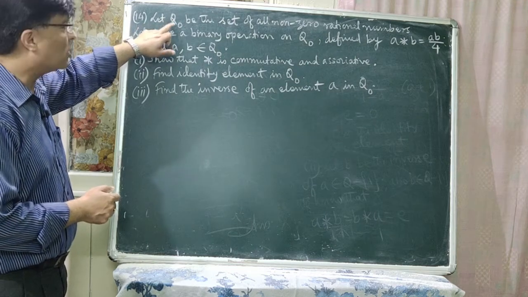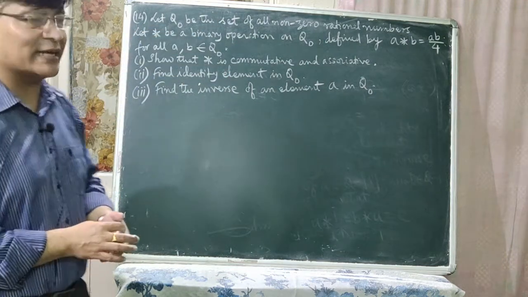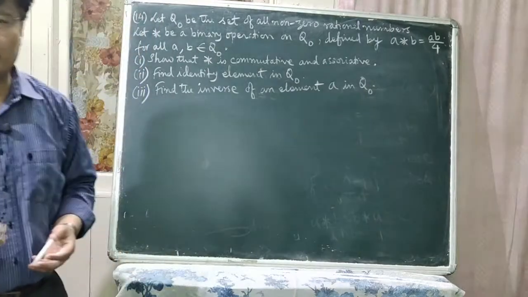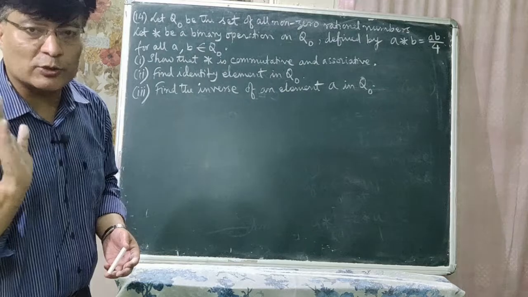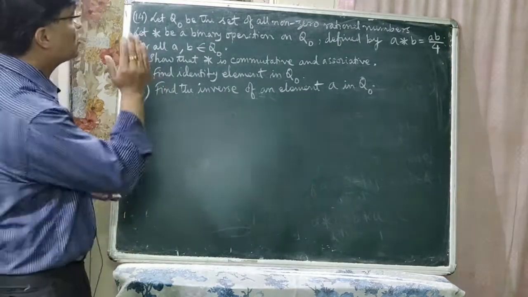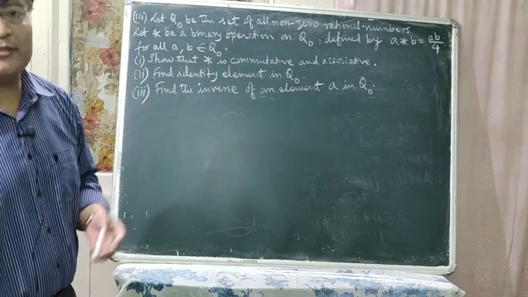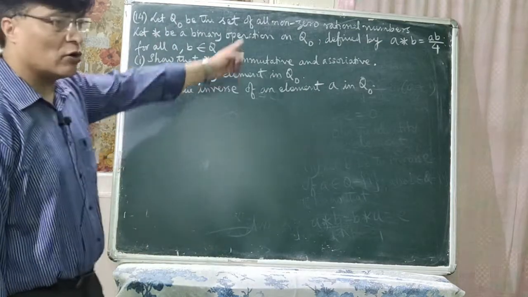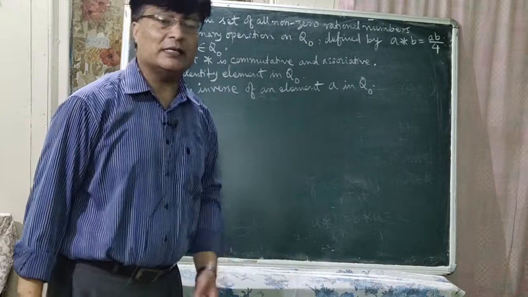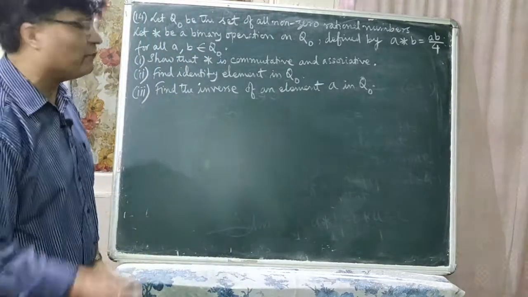So here what is Q0? Be the set of all non-zero rational numbers. Q is the set of rational numbers, but Q0 means here 0 is excluded. 0 is not included in this rational numbers set. Okay. And let A star be a binary operation on Q0 defined by A star B is equal to AB divided by 4.